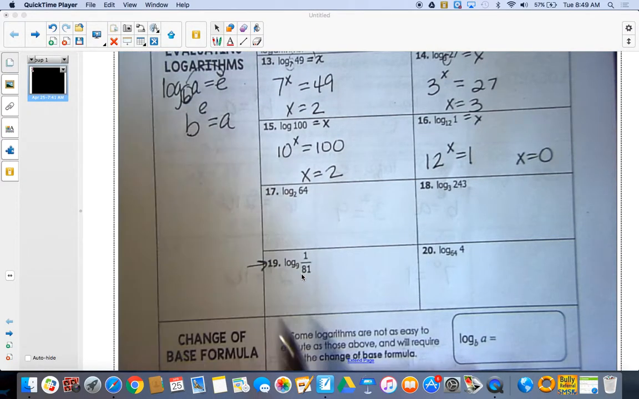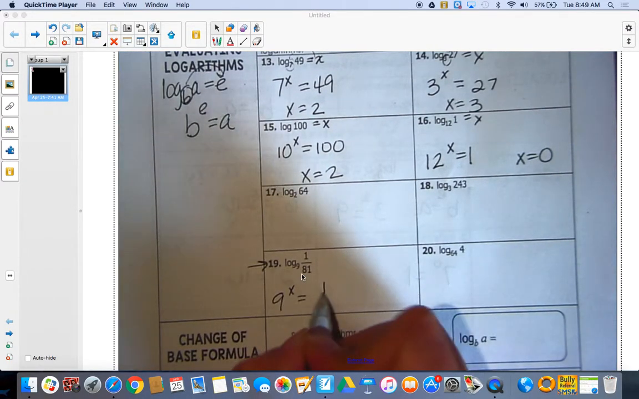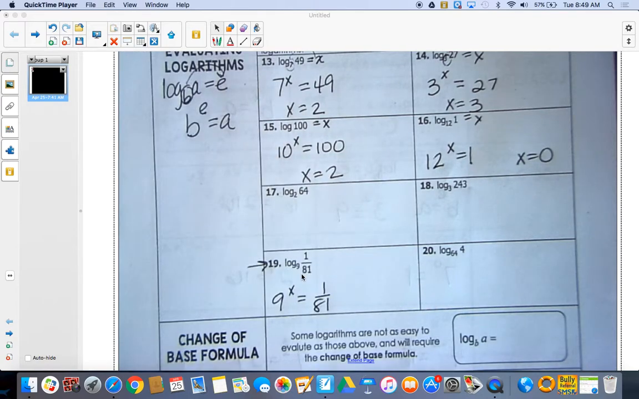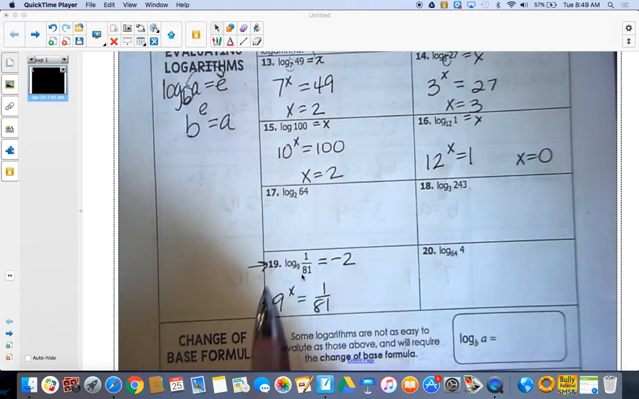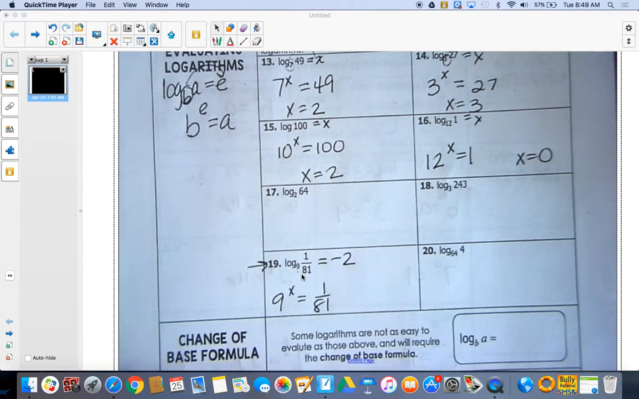19 would be 9 to the x equals 1 over 81. Well, first of all, if we want to make it a fraction, what kind of exponent do we need? A negative, and how many 9's give us 81? So x would equal negative 2. So sometimes you can just replace with x and put x equals negative 2. Now sometimes it's going to come out to be a decimal, okay?